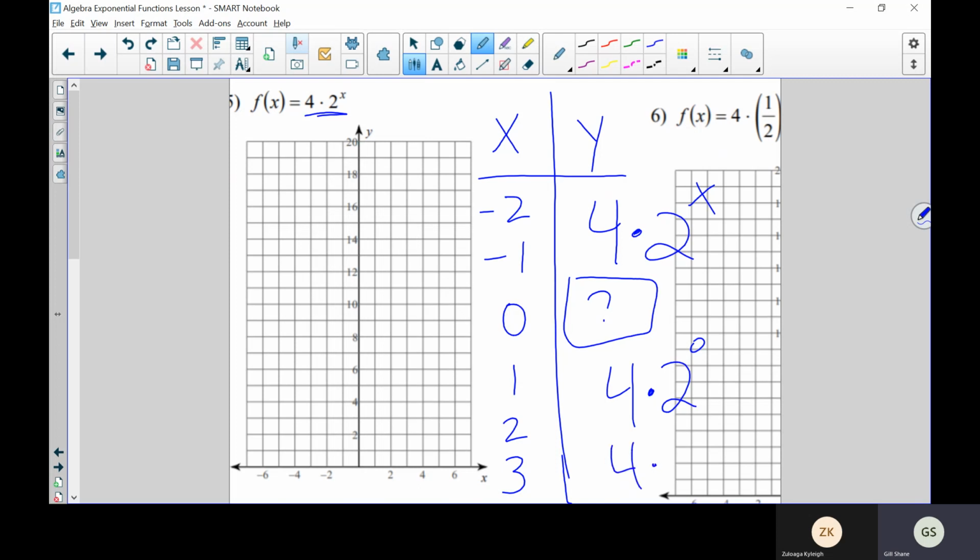There we go. 2 to the 0 is 4. You went up. You're just guessing numbers. 17.